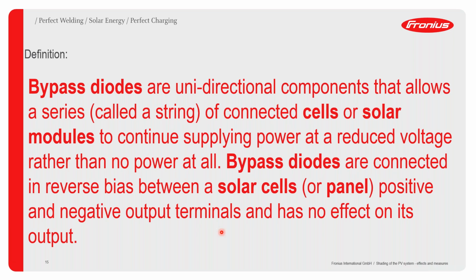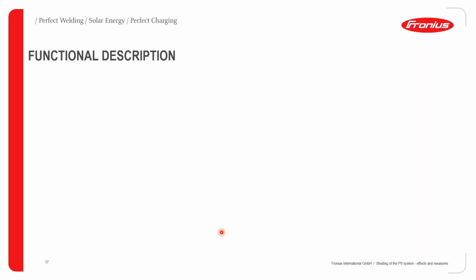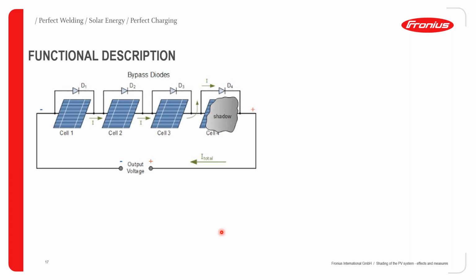So this might be maybe too much to comprehend, but of course we would have examples to explain this. So the bypass diode basically protects against damage in case of shading, and of course minimizes the impact on yield losses in the case of low shading. It is actually implemented these days as a standard for almost every module that is manufactured. Yeah. So I would have a functional description, like I said earlier.